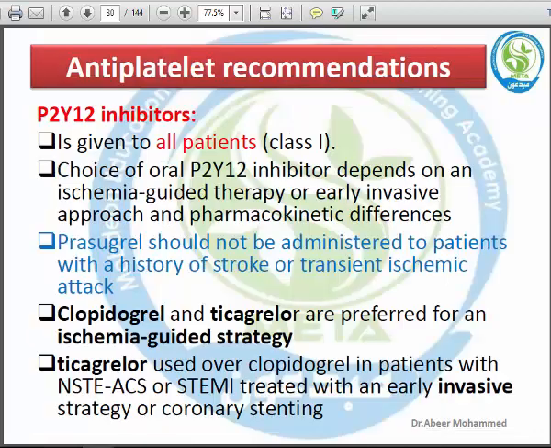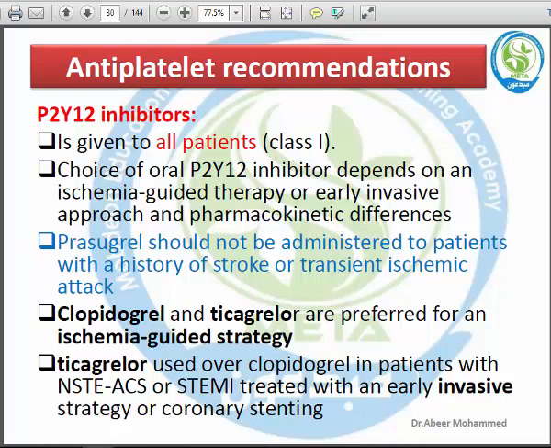Okay. The other antiplatelet is a P2Y12 inhibitor. It is given to all patients, at the beginning as a loading dose, and for at least 1 year after an acute coronary syndrome attack.